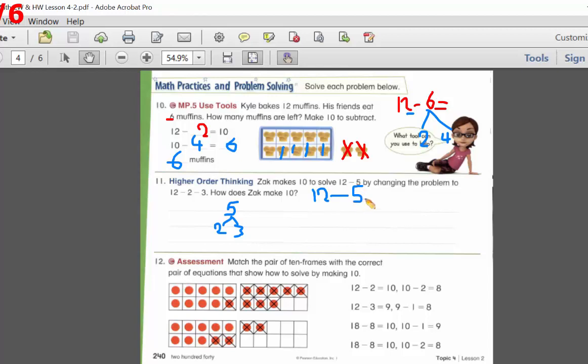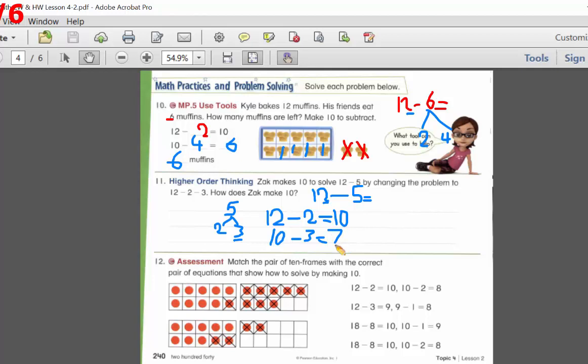So I will break 5 into 2 and 3 to make one part the same as the 2. So now I know the first equation will be 12 minus 2 equals 10. Then I will subtract the other part. Here, we didn't use the 3. So 10 minus 3 equals 7.